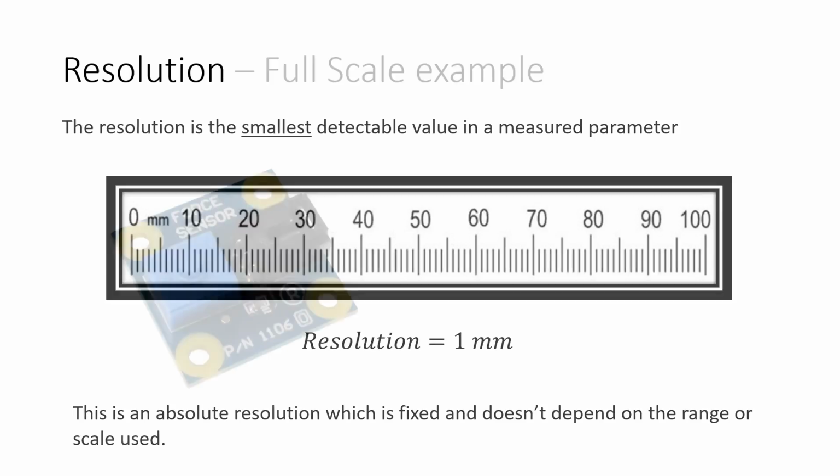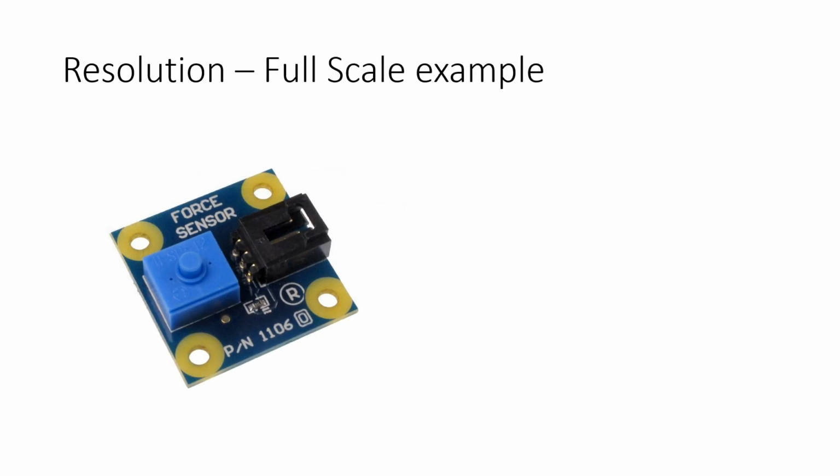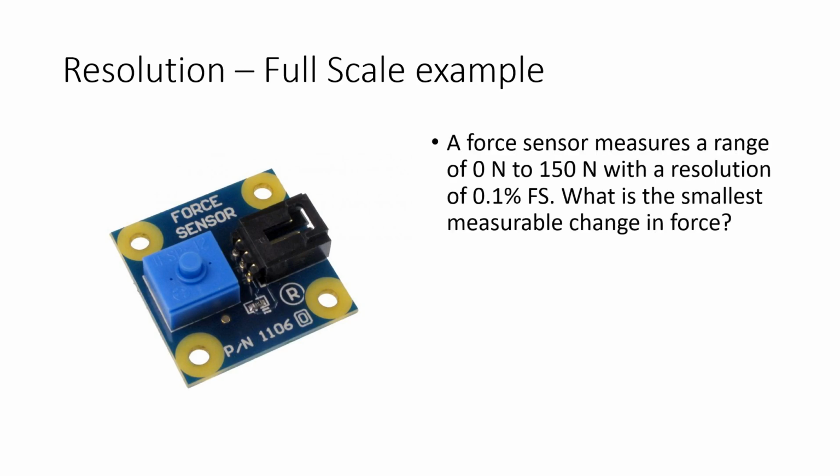And this value is fixed. So here's an example. We usually say the full scale resolution. Here's a force sensor that measures pressure or force in newtons. This particular one has a range of 0 to 150 newtons, and it says that the resolution is 0.1% of its full scale. So what is the smallest measurable change in force, i.e., what is its resolution? Well, we do 0.1% times its upper range of 150 newtons, and we have 0.15 newtons. So its resolution is 0.15 newtons.